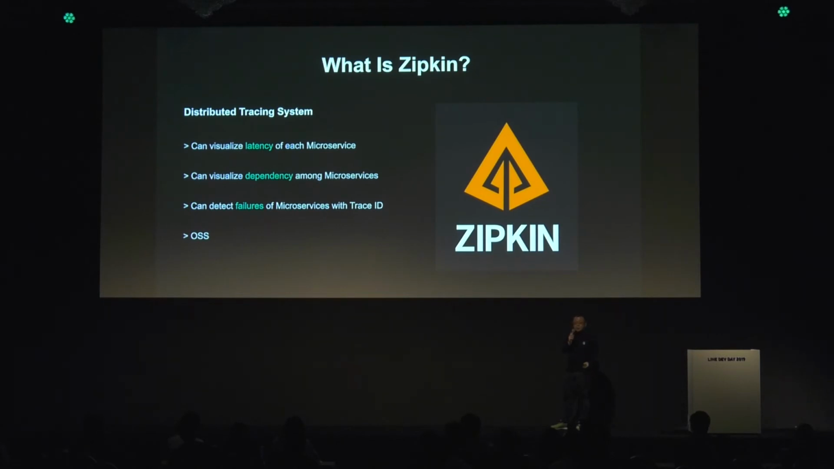Zipkin is an OSS framework used in system development that can visualize latencies and dependencies in microservices. By utilizing this tool, you can see the dependencies. So when a failure happens, you can see where in the microservices the issue happened, and you can focus on that area to fix.